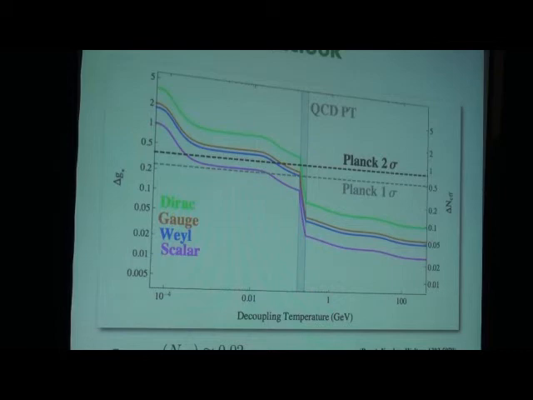This is the only forecast I'll show because I don't have that much time. But to me it's fun because it's really a way to do beyond the standard model physics with the CMB. It allows you to probe individual degrees of freedom that decouple at very early times from the standard model, and you can find their contribution to the CMB in principle.